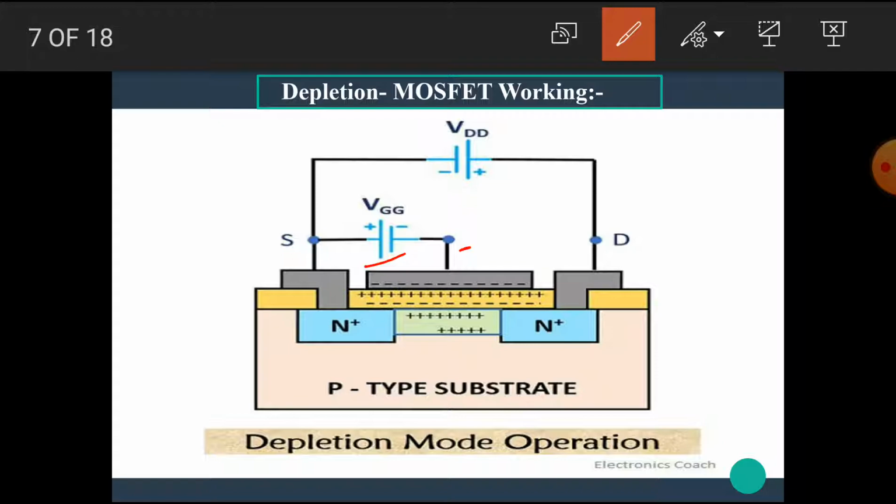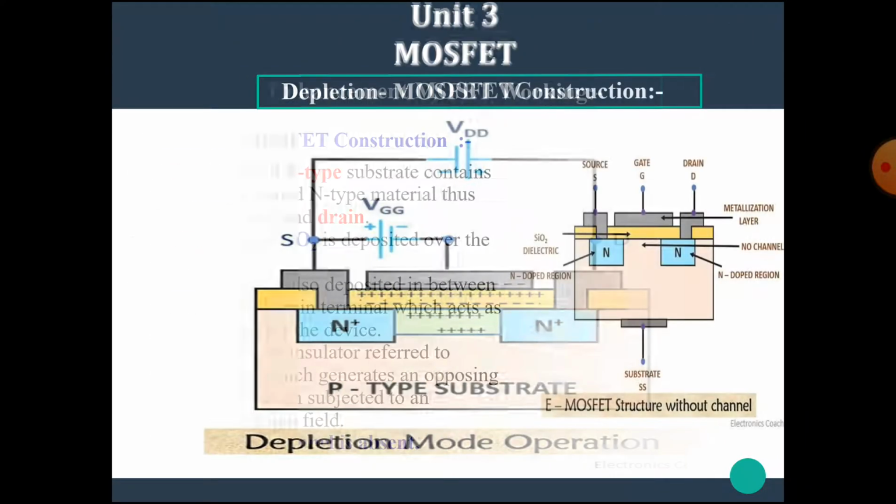If now the gate has a negative potential, then this negative potential attracts holes from the substrate, and the electrons from this region are repelled or depleted in the substrate, due to which there is a decrease in the drain current. If we further increase the negative potential, then at a certain condition, what happens? All the electrons are depleted into the substrate, and the current ID becomes 0.